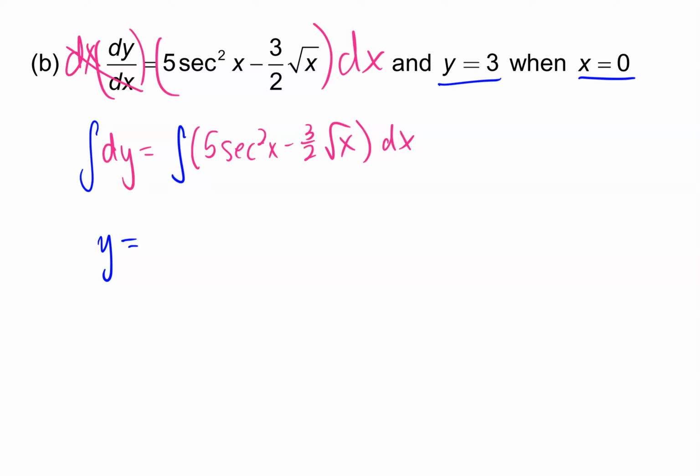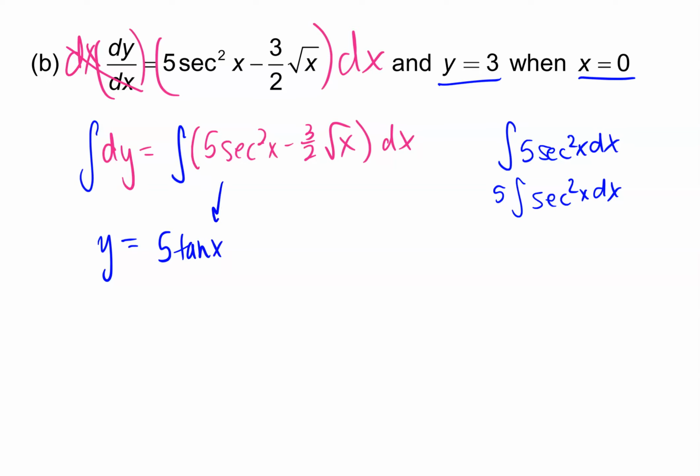I'll take it step by step. When I have the integral of 5 secant squared x dx, you can just bring the 5 out front and then take the integral of secant squared x dx. Secant squared x is the derivative of tan x. So this is just going to be 5 times tan x.